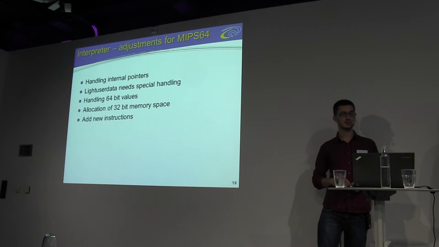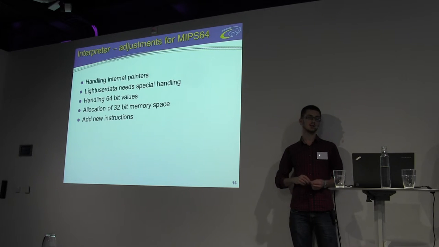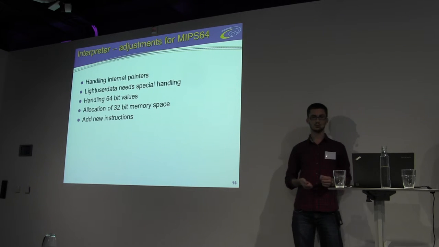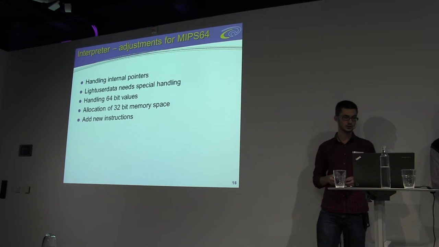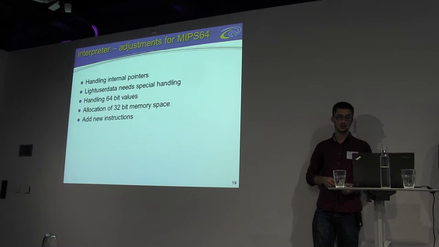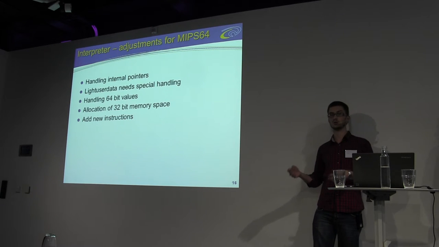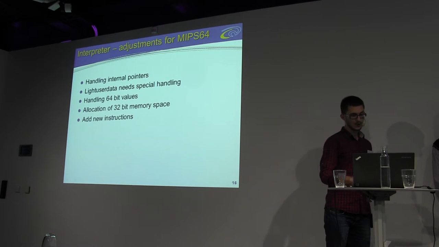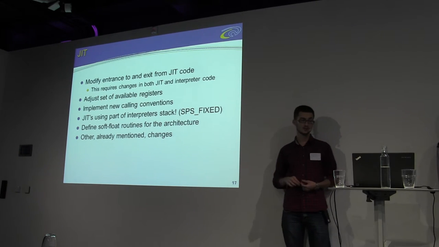Allocation of 32-bit memory space. What does this mean? LuaJIT actually uses only 32-bit addresses, so in order to work properly, it has to get a 32-bit address from the kernel when it allocates memory. This had to be modified for the 64-bit architecture. Also, we had to tell the assembler that generates machine code how to encode the new instructions that MIPS64 uses. That's about it.